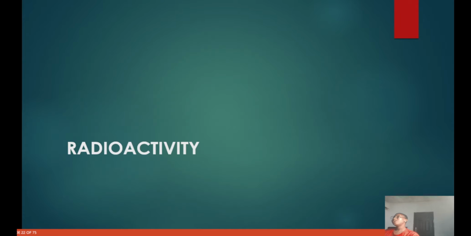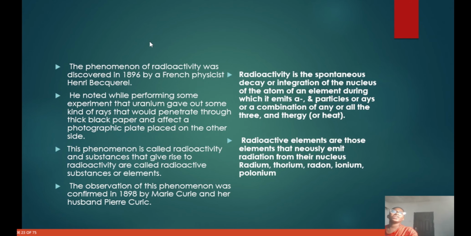Then we are going to radioactivity. Radioactivity, another important topic. The phenomenon of radioactivity was discovered in 1896 by a French physicist, Henri Becquerel. He noted while performing some experiments that uranium gave out some kind of rays that would penetrate through thick black paper and affect a photographic plate placed on the other side. This phenomenon is called radioactivity, and substances that give rise to radioactivity are called radioactive substances or elements.